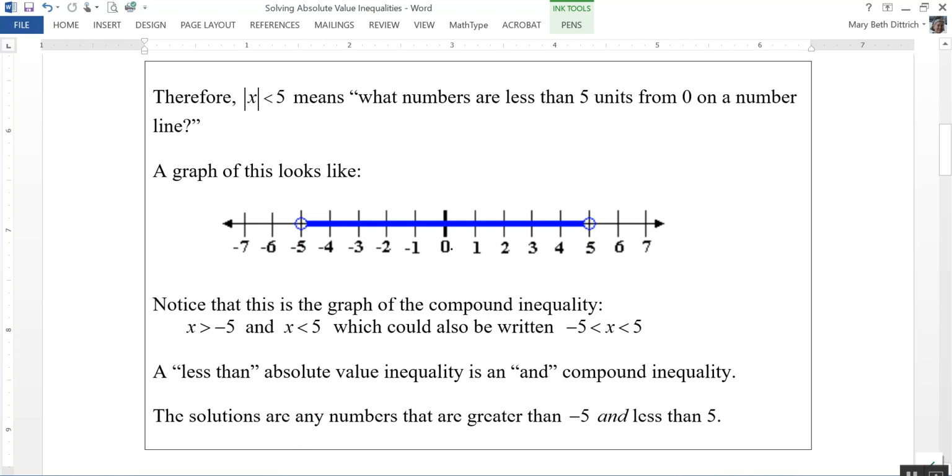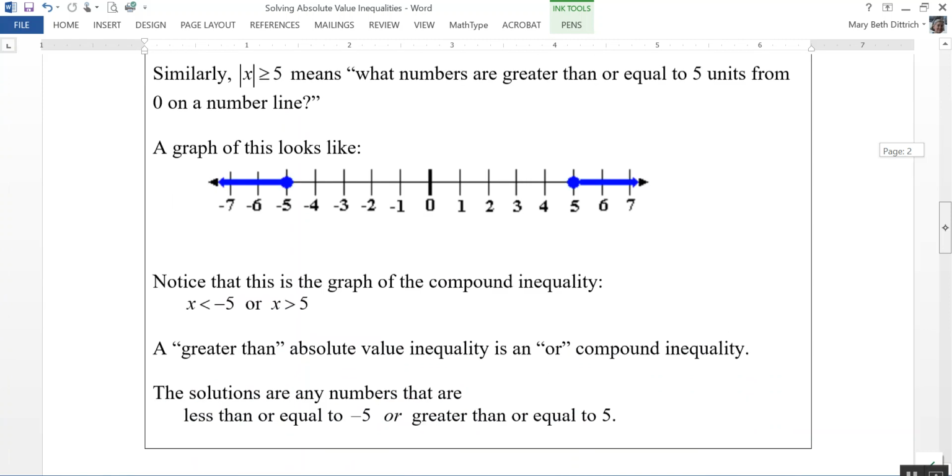Notice that this graph is the graph of a compound inequality. X is greater than negative 5, so that would be from negative 5 here going in the positive direction, and x is less than 5, starting at 5 and going in the negative direction, which could also be written as negative 5 is less than x, which is less than 5. In other words, x is between negative 5 and 5. A less than absolute value inequality is an and compound inequality. The solutions are any numbers that are greater than negative 5 and less than a positive 5.